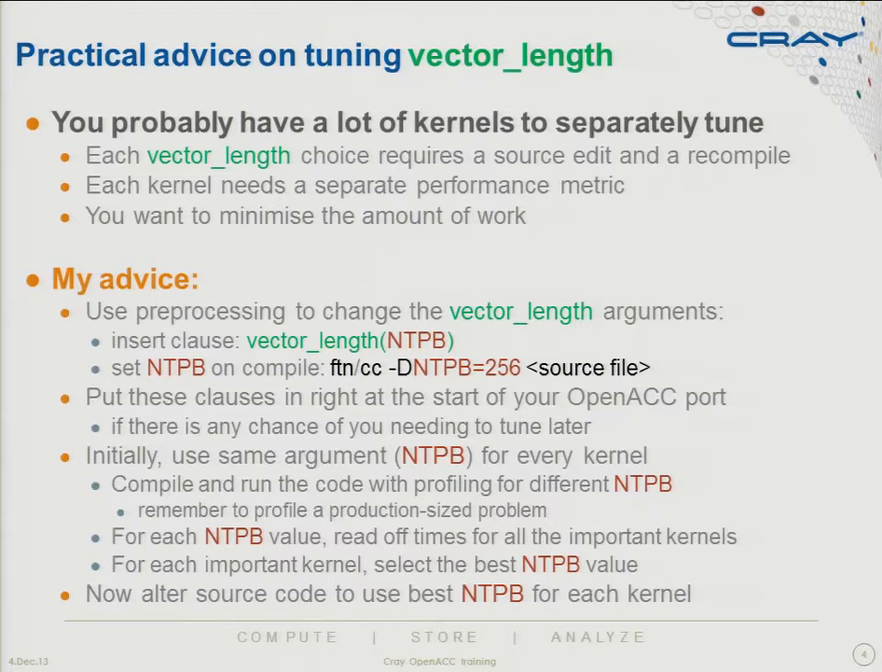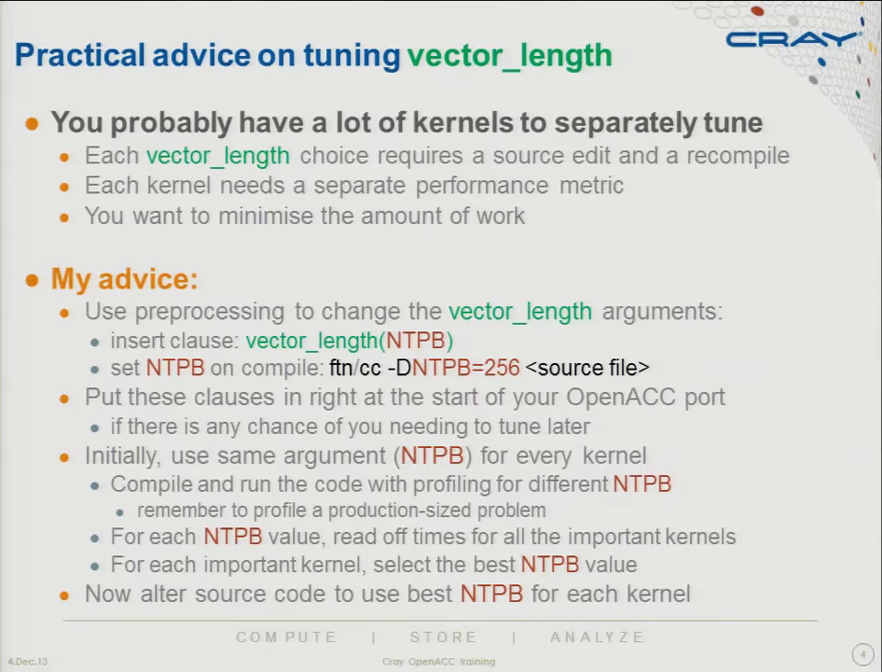Do it right at the start, and then it's there for later, while you remember. And initially, put the same macro in for every kernel. Compile the code, run the code with profiling, and then look at the times for each kernel in that one profile. Then change this value and do it again, and then you're tuning all of your kernels at the same time. And then you say, kernel 1, I've got the profile data with all these different thread blocks. 256 is best. The other kernel, 128 was best. So you can tune them all by using the profiler.